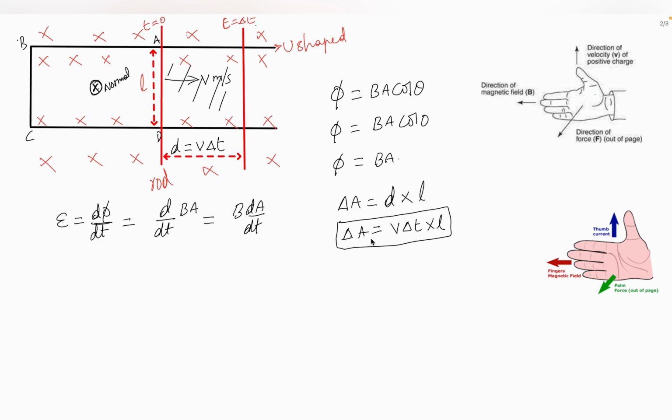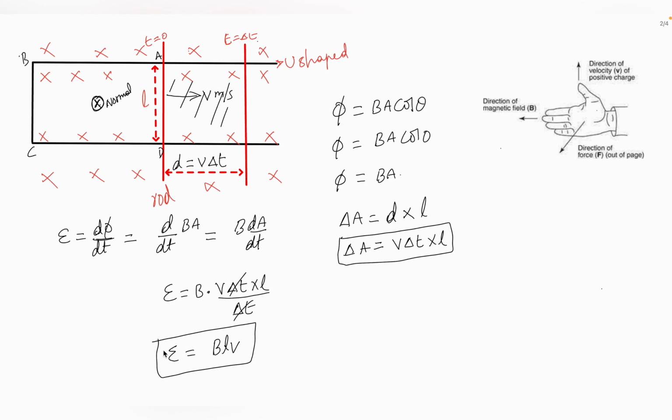Now substituting this delta A value into this equation, our induced EMF is equal to B times dA, which is v delta t times L, over dt. The time taken dt is delta t, so in delta t, the delta t cancels, and we have BLv. So this is the expression for the induced EMF.